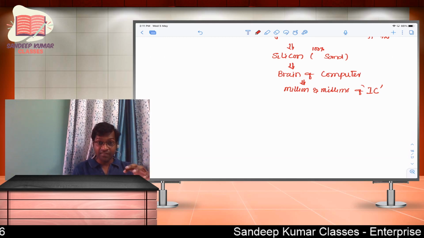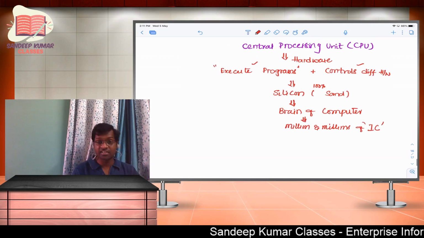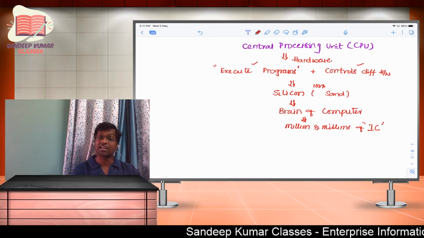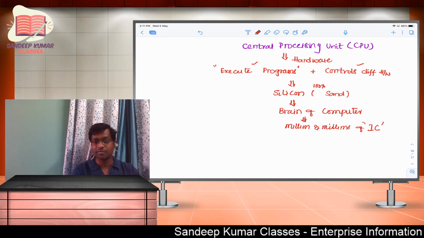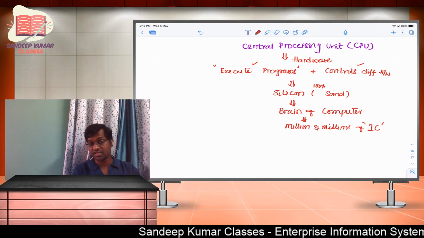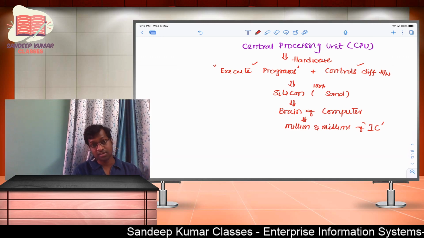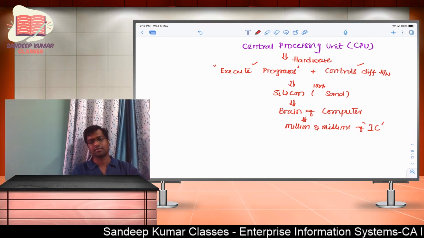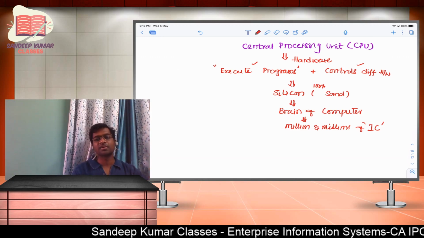In the same way, a processor, or central processing unit, consists of billions and billions of integrated circuits. These integrated circuits are manufactured using a material called silicon. What is silicon? We already know silicon is nothing but 100% pure sand. So this is about the central processing unit.